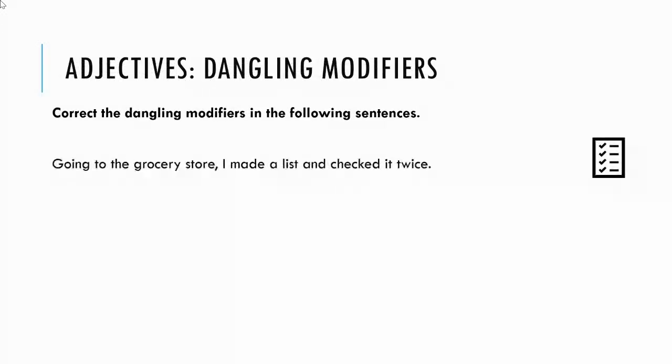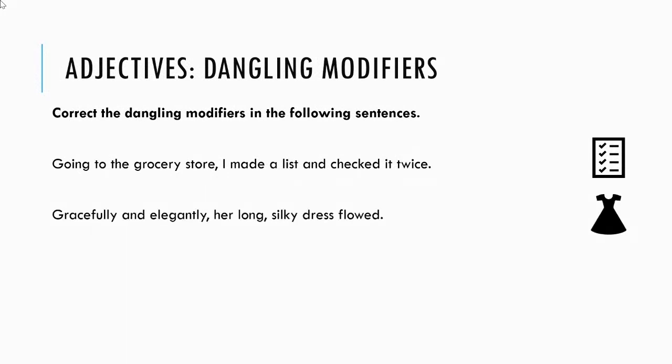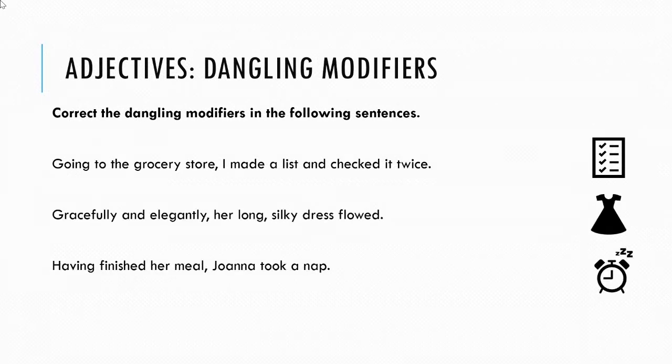Now let's practice correcting dangling modifiers. In the following sentences, correct the dangling modifiers. Pause the video here if you need some time to work these out.